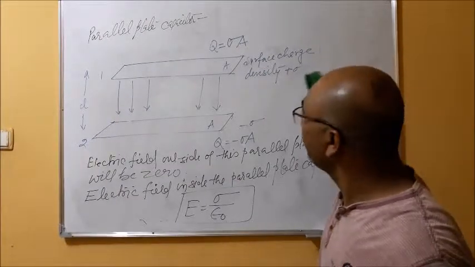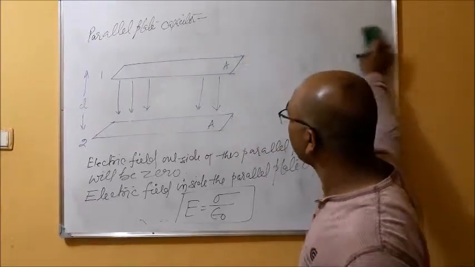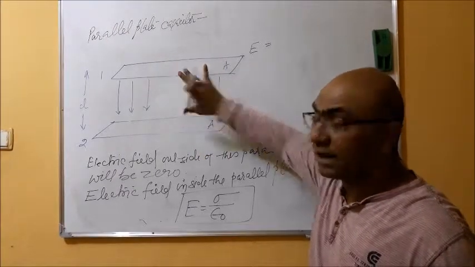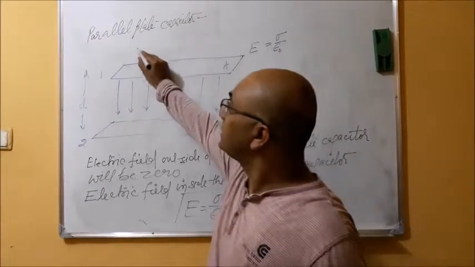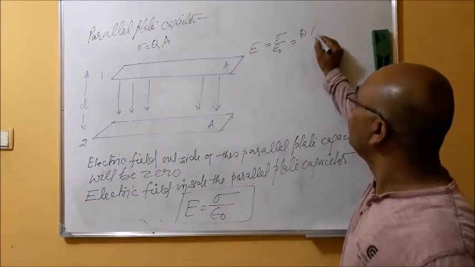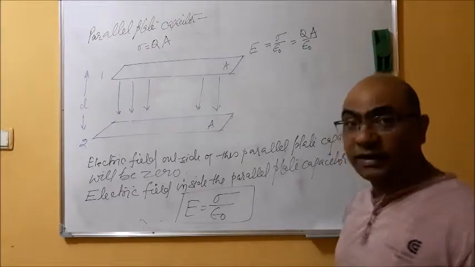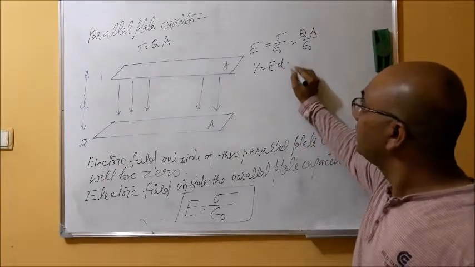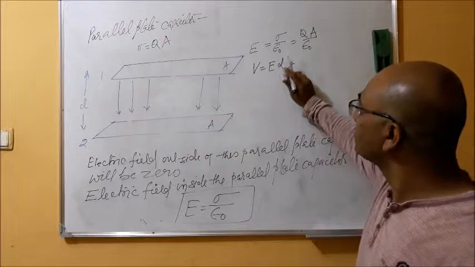I am writing here again. The value of electric field between these two plates of the parallel plate capacitor is given by sigma upon epsilon naught. Since we know sigma is given by Q upon A, what can I write here? Q upon A epsilon naught. Right? If this is the value of E, then what will be the value of V? We know this formula, sorry.